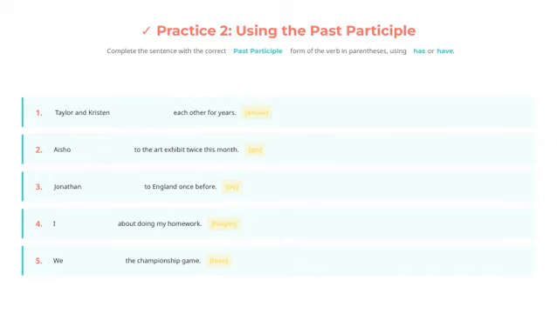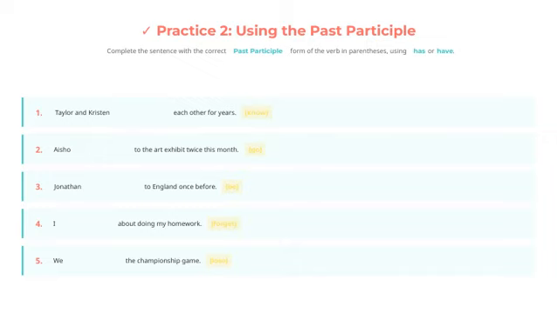Similarly, in the third sentence, Jonathan has been to England once before. The past participle of be is been. In the fourth, I have forgotten about doing my homework. The past participle of forget is forgotten, and since I is singular, we use have. And finally, in the fifth, we have lost the championship game. The past participle of lose is lost.